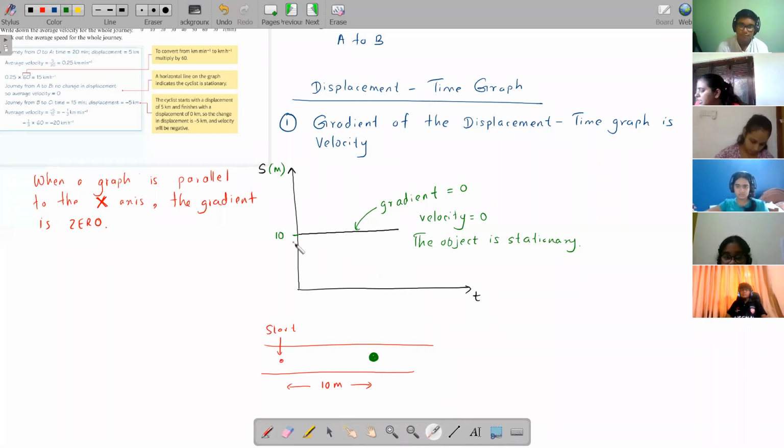So that's what's happening here. This particular object is 10 meters away from the starting point and it's staying over there. It's not moving to the left or right. It's just staying in the middle of the road. Do you understand? This is the start. Starting again now, 10 meters. It has displaced itself 10 meters and it's just staying there. Not moving.